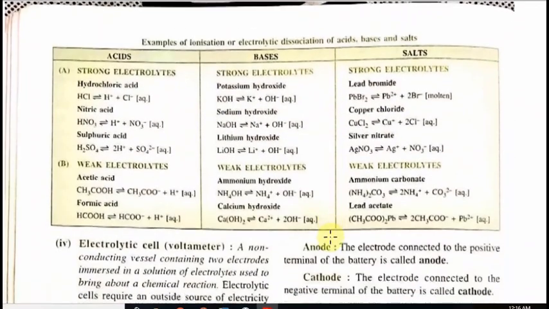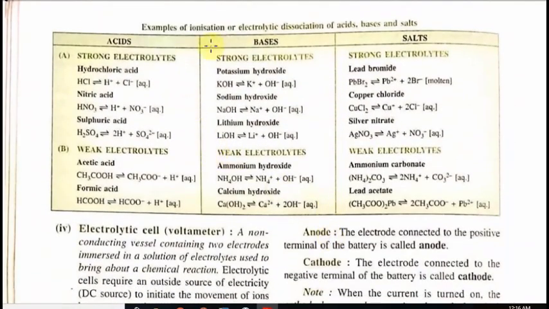Students, please check this example of ionization or electrolytic dissociation of acid. Every acid, every salt, every base will decompose and produce positive and negative ions. If positive and negative ions are not produced, then that is not an electrolyte. Check this: HCl producing plus and minus, HNO3 producing plus and minus, sulfuric acid producing plus and minus, acetic acid producing plus and minus, formic acid producing plus and minus.